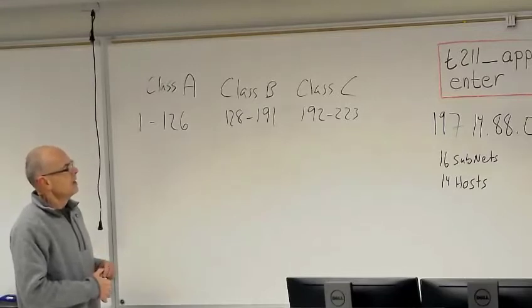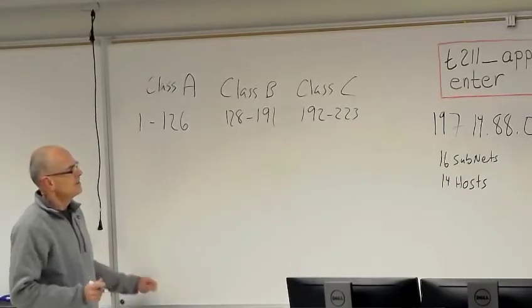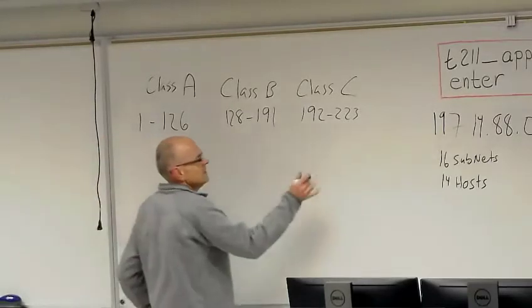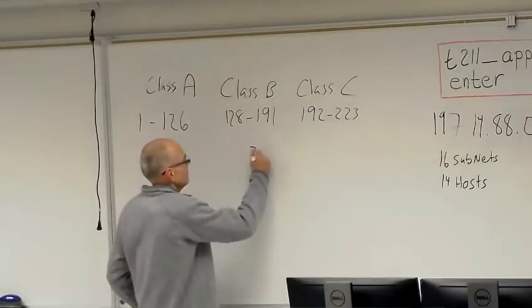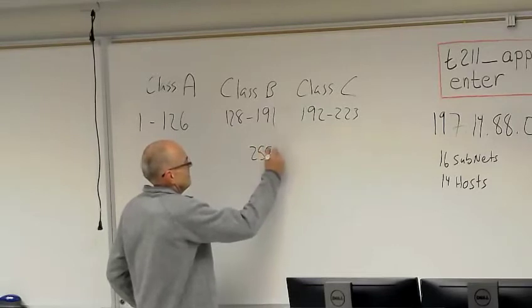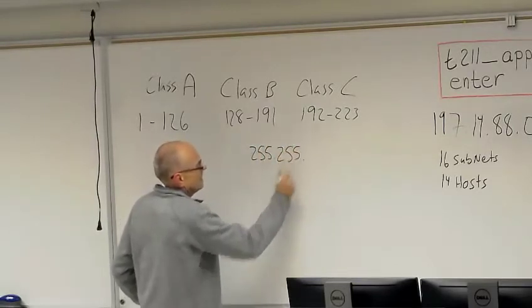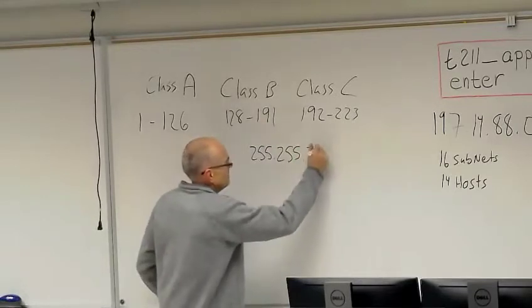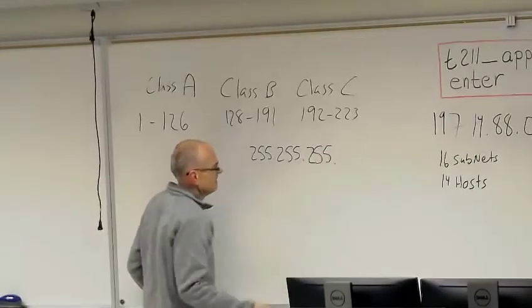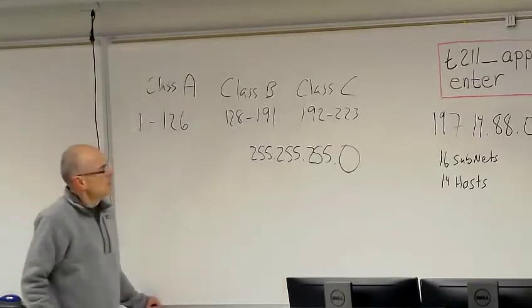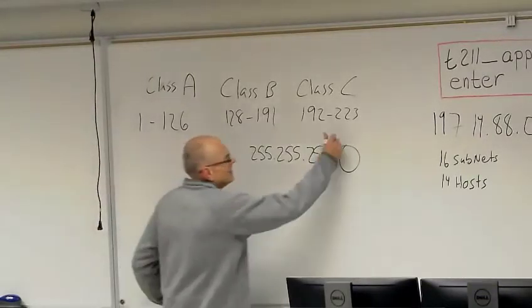And we're going to talk about default subnet masks. Not a specific one for this network, but the default for a Class C network would be 255 dot what? 255 dot 255 dot 255 dot 0. Okay. So we're going to be worried about that last octet here.